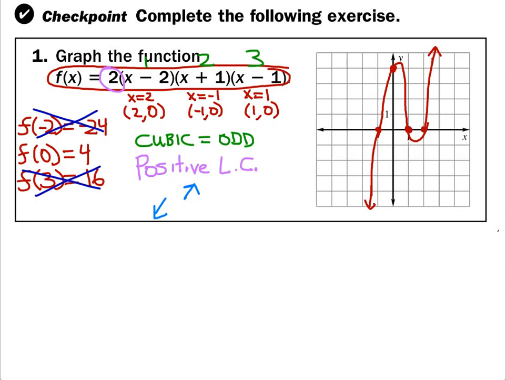Here we have the checkpoint. We've made a graph. We used the factor information to create x-intercepts. We plotted one more point. There was an attempt to plot some more, but the points would not cooperate. We looked at the degree of the function and the leading coefficient to determine end behavior. We've got ourselves some arrows that are appropriately indicating the way the function is going. And in fact, we have ourselves a marvelous solution to the checkpoint.